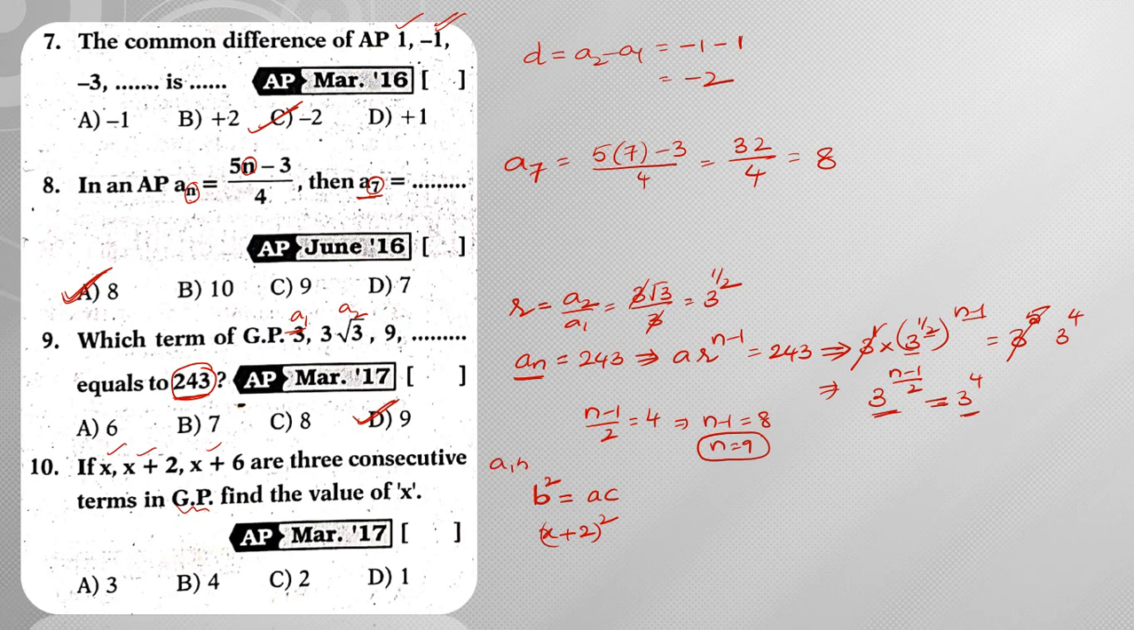When A, B, C are in GP, then I can write B square is equal to AC. Suppose I consider this as A, the second term as B and the third term as C, then I can write (x plus 2) whole square is equal to x into (x plus 6). On expansion I get x square plus 4x plus 4 is equal to x square plus 6x. On both sides I can cancel out x square. Transposing 4x, 6x minus 4x is 2x, so 2x is equal to 4. From this x is equal to 4 by 2, which is nothing but 2. Hence the answer is 2.